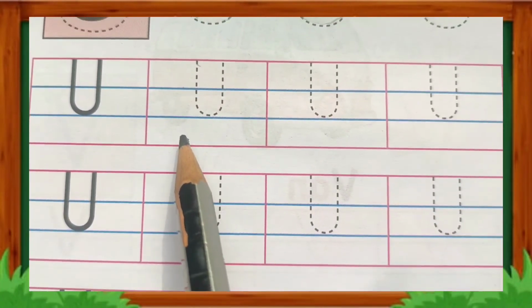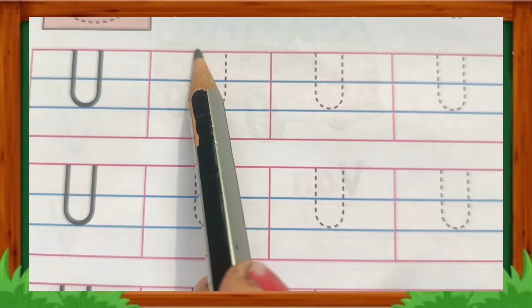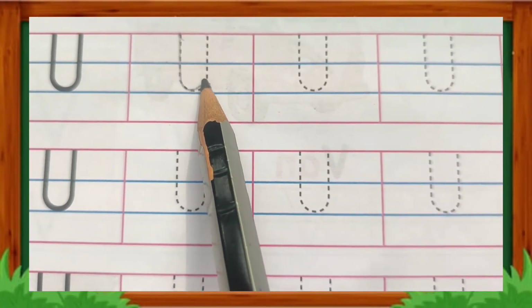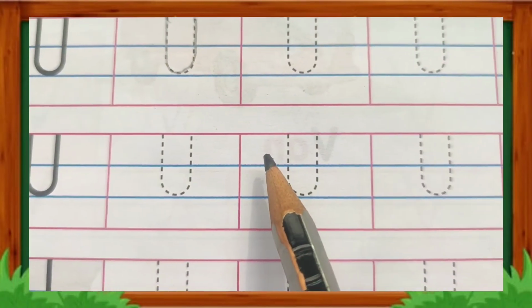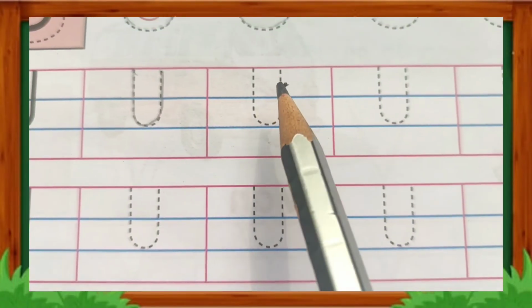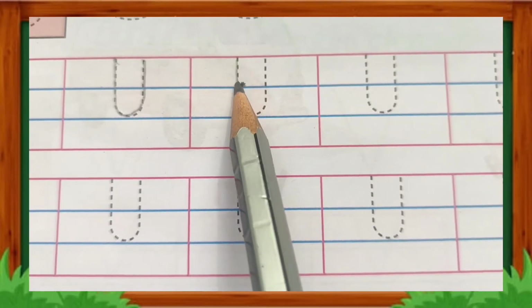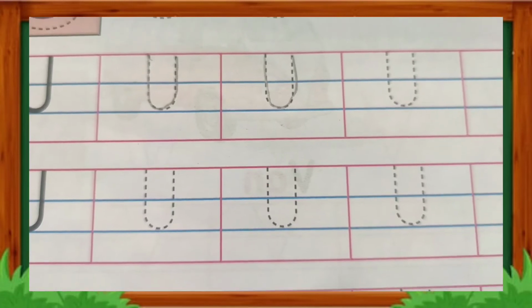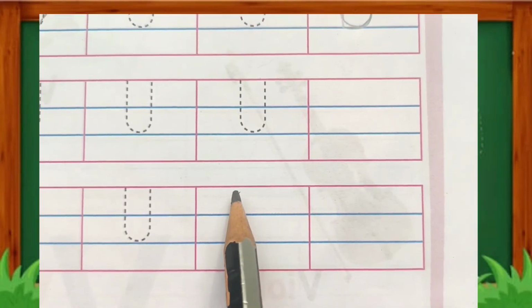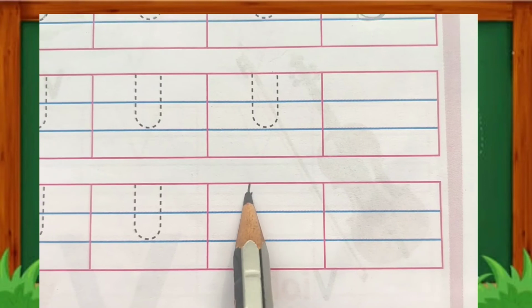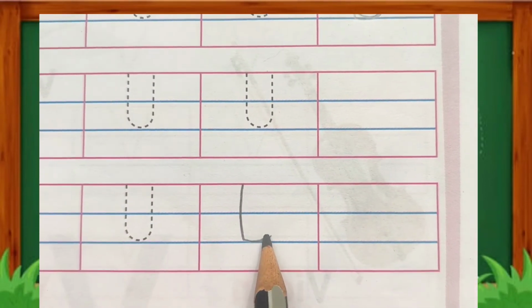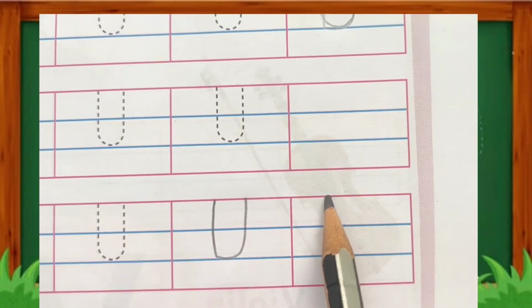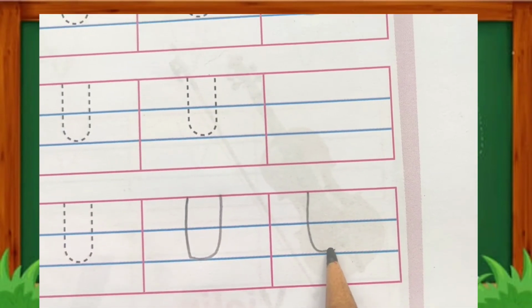1, 2, 3, 4. Draw a standing line and upward curve. Capital letter U.